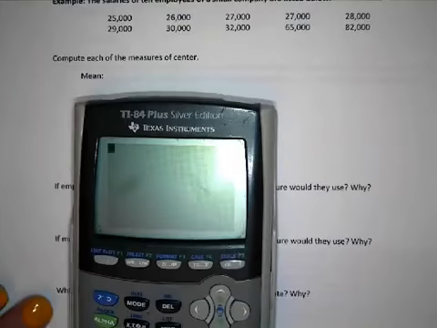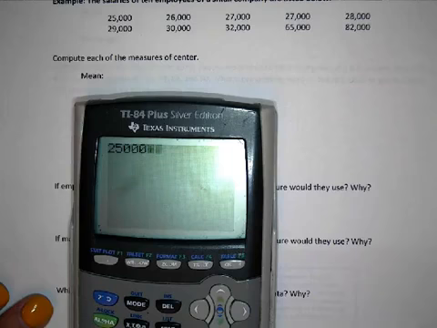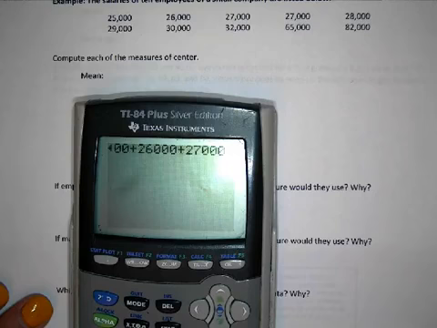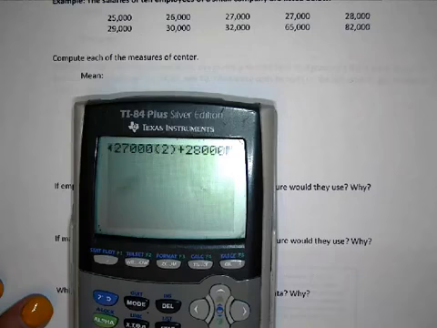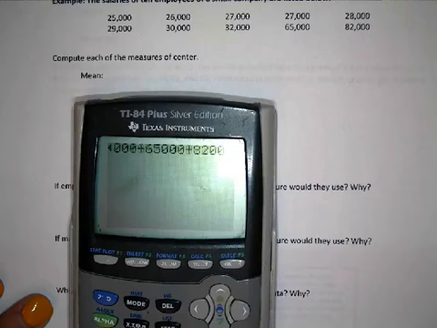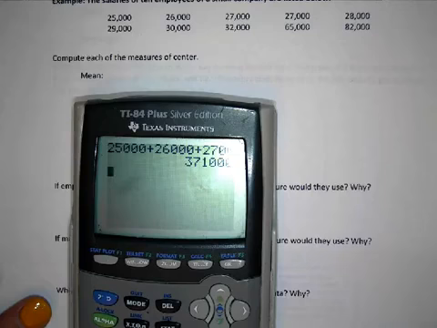So we have 25,000, 26,000, 27,000 times 2, 28,000, 29,000, 30,000, 32,000, 65,000, 82,000. Typically when I'm doing this, I add my numbers up more than once to make sure that I've got the right answer. But I've already done this, so I know that I got it right.